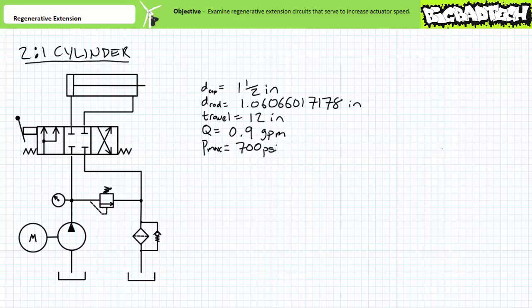2-to-1 cylinders are designed to be operated with a special type of directional control valve with a regen position that routes pressurized flow to both cap and rod end, serving to extend the cylinder, and a cross-connect position serving to retract the cylinder.